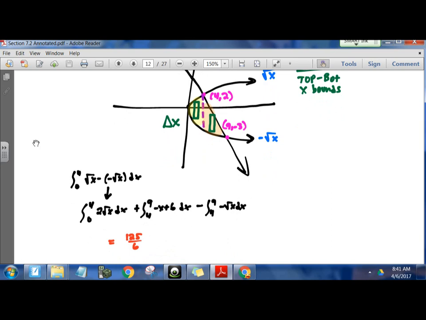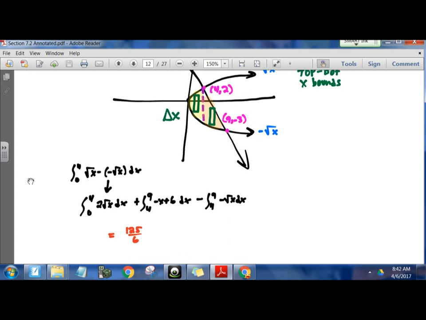So region number one's integral will be top branch minus bottom branch, which comes out to square root of x times 2 dx. Bounds there from 0 to 4. We're using x's now. So 0 to 4, 4 to 9.